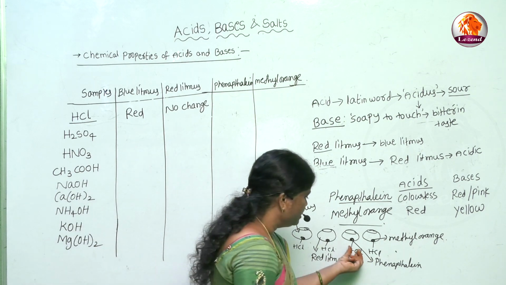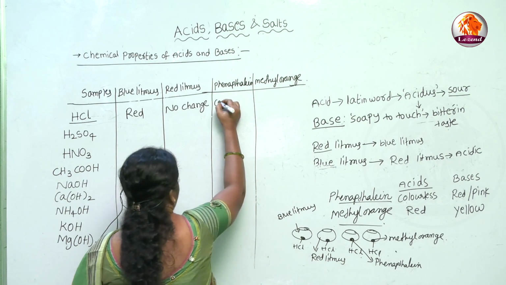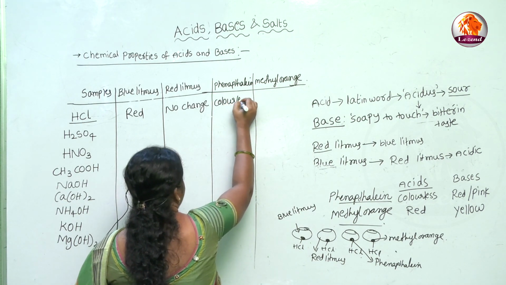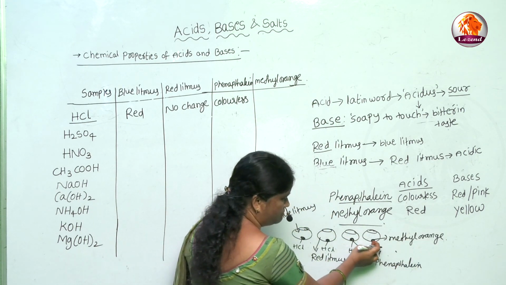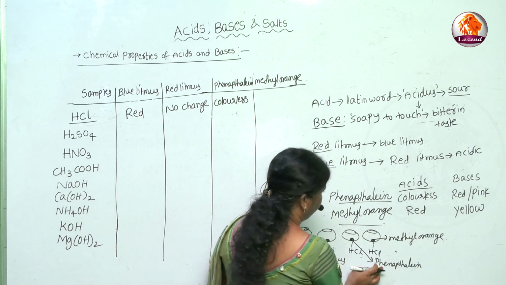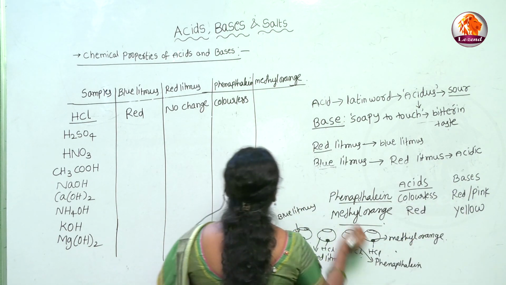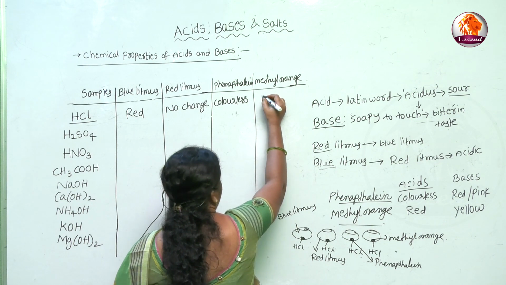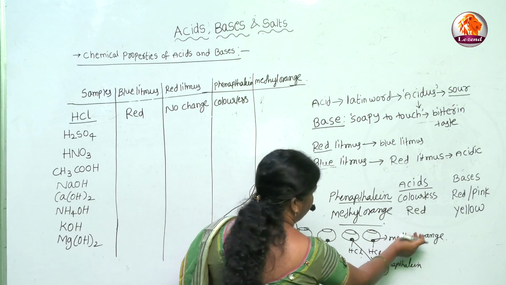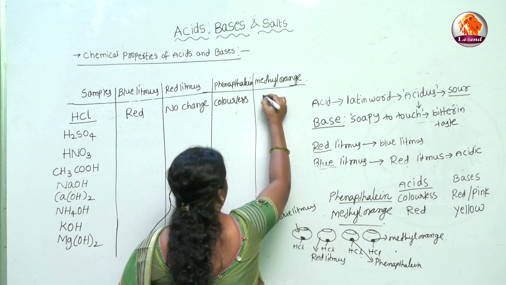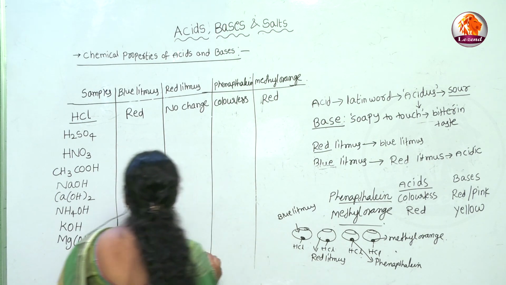Okay, phenolphthalein, in the presence of acid, remains colorless. With methyl orange, in the last watch glass, with acid it turns red. Methyl orange with acid gives red color.